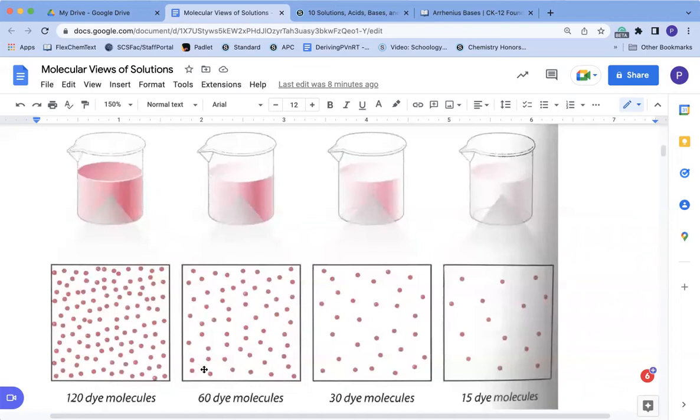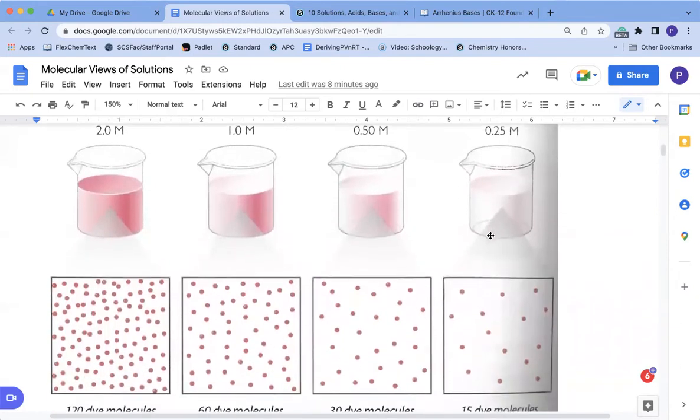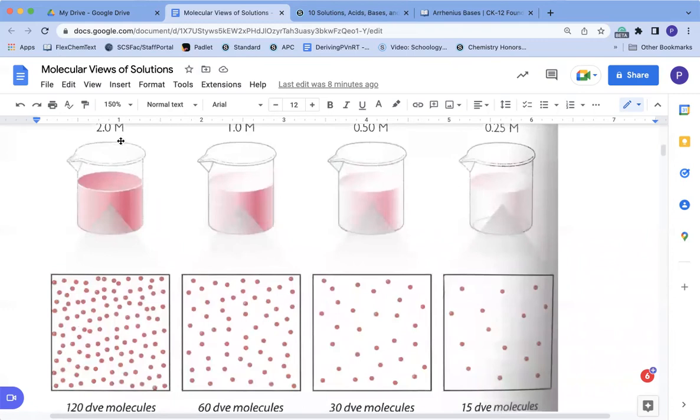This square is the same size. It only has 60, 30, or 15. And again, those are proportionate to the concentrations that are listed above. So this represents 1/8 the concentration of the 2-molar. This number 15 is 1/8 of this number 120.